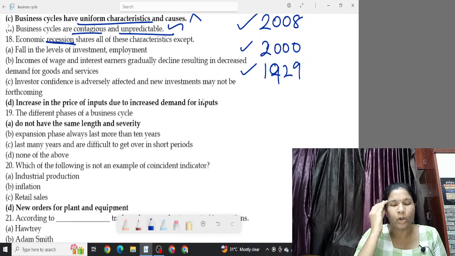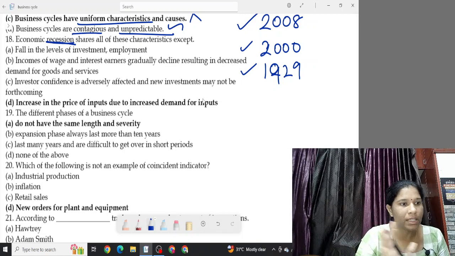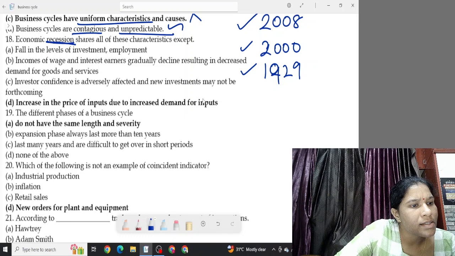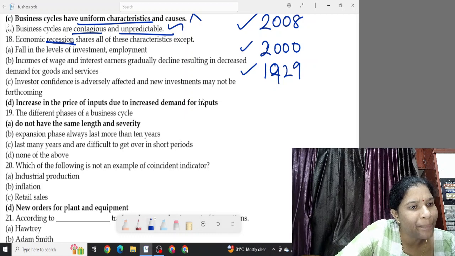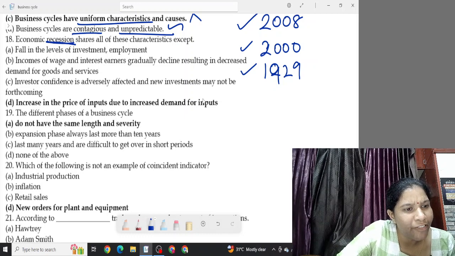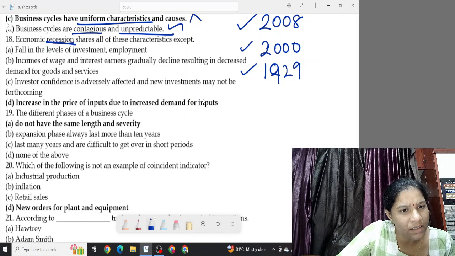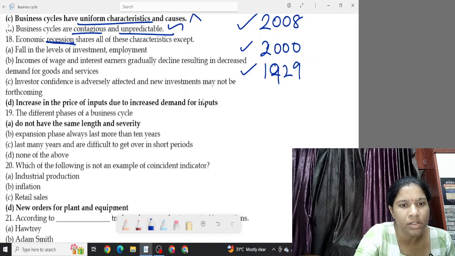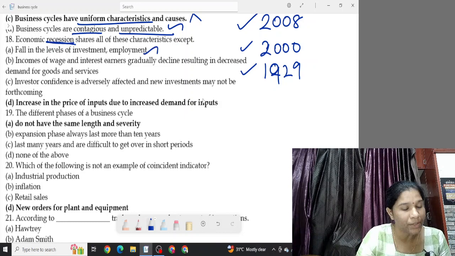You have to keep only one keyword in your mind, recession. Now see the answer. What is the answer? Option A, fall in the levels of investment and employment. Of course, this is the correct one. Yes, this happens in the recession.